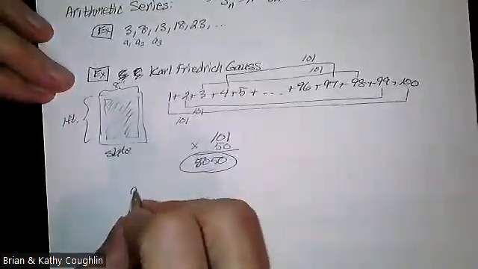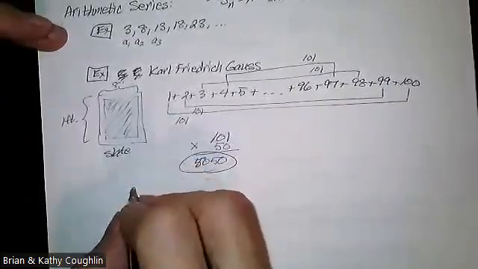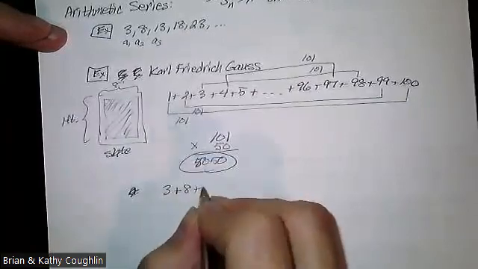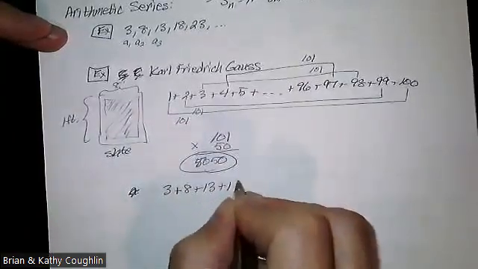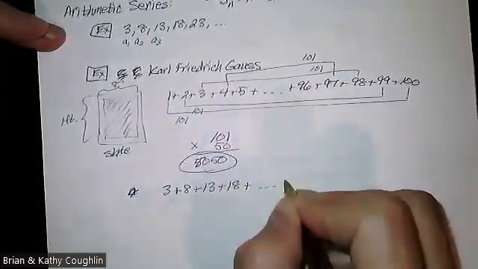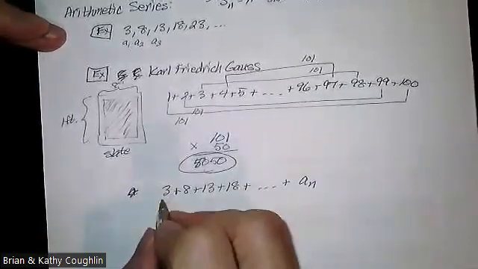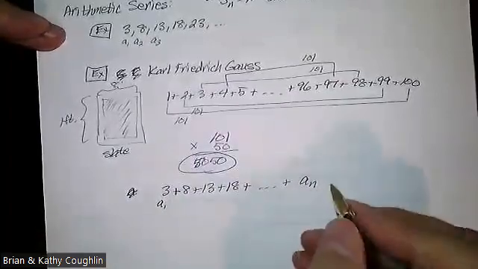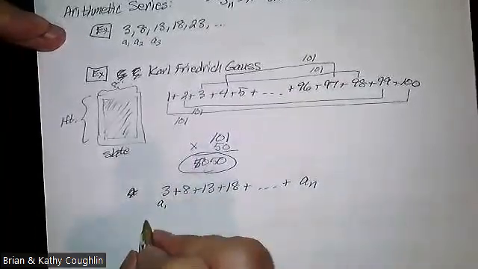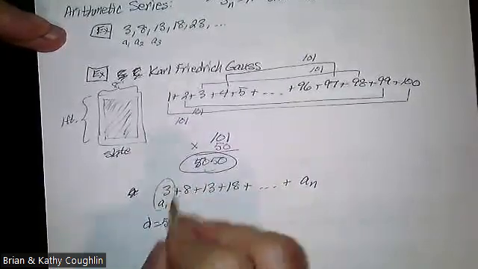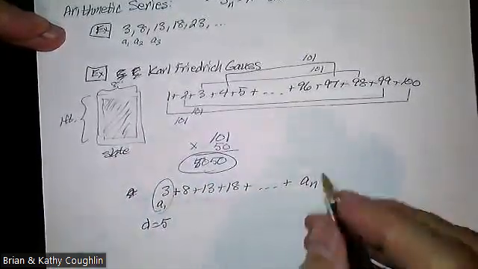Here's what you do. If you have an arithmetic sequence, like, well, let's take 3 plus 8 plus 13 plus 18 plus blah, blah, blah, all the way up to a sub n. I mean, I have no idea what this would be. All I know is that this is arithmetic. d is equal to 5. a1 is equal to 3. That's all I know.